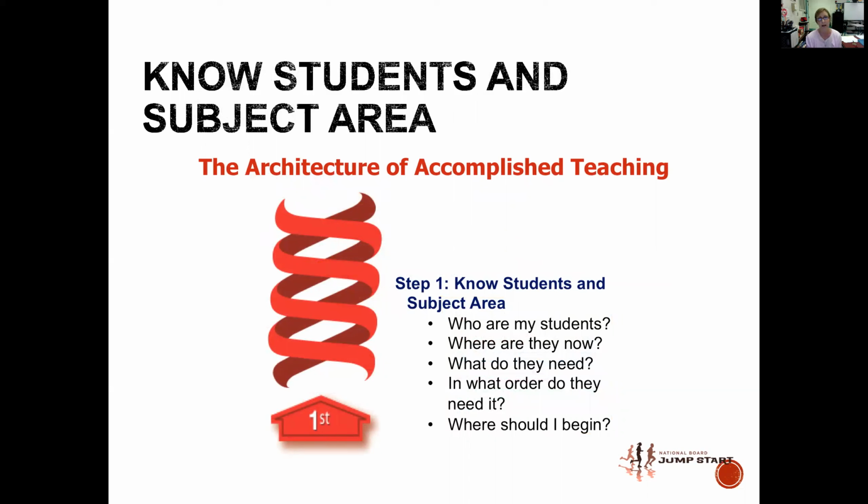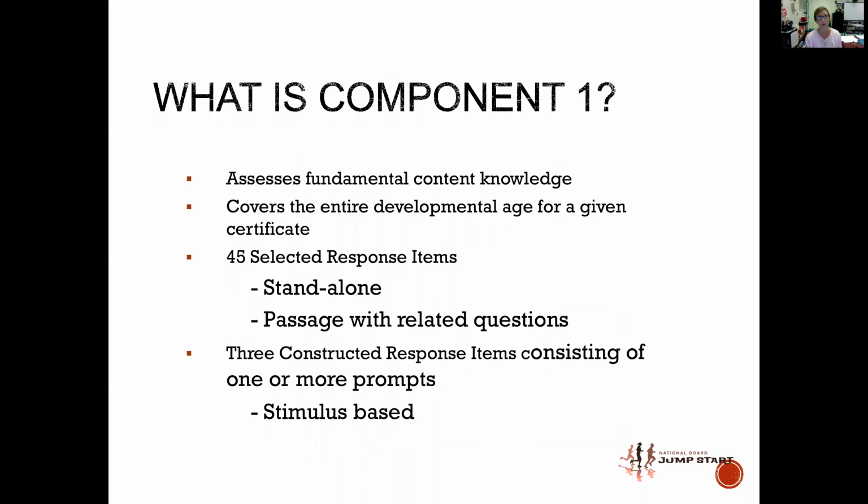Knowing the students and the subject area. Who are your students? Where are they now? What do they need? In what order do they need it? Where should I begin? Now, those are all things you're going to think about as you're planning content in your lesson plans that you'll do for Component 2 and 3. Now, how it applies to Component 1, the test, is knowing the subject area. But then that age group of students will also be reflected as you provide your answers to the questions that National Board presents to you.